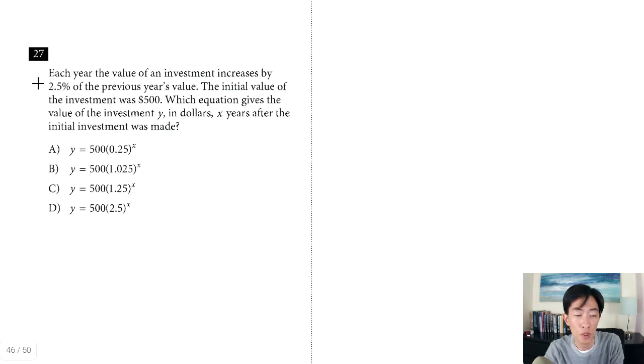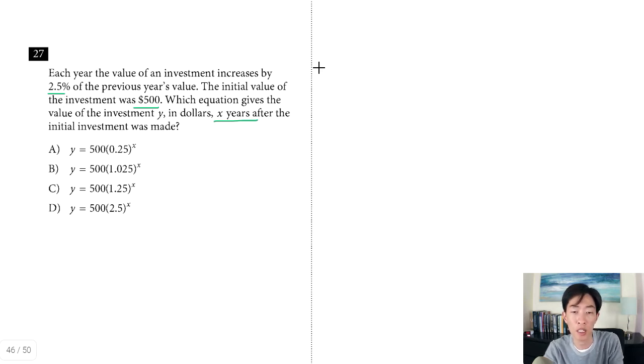Question 27, each year the value of an investment increases by 2.5% of the previous year's value. The initial value of the investment was $500, which equation gives the value of the investment y in dollars x years after the initial investment was made.